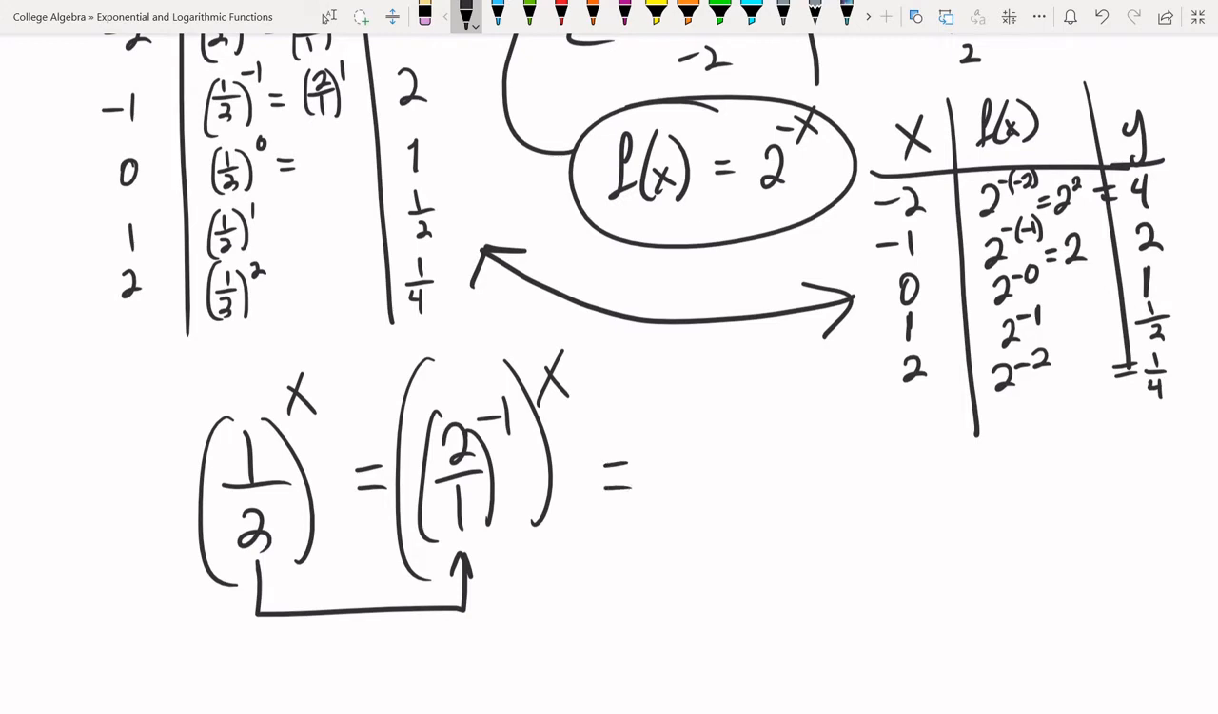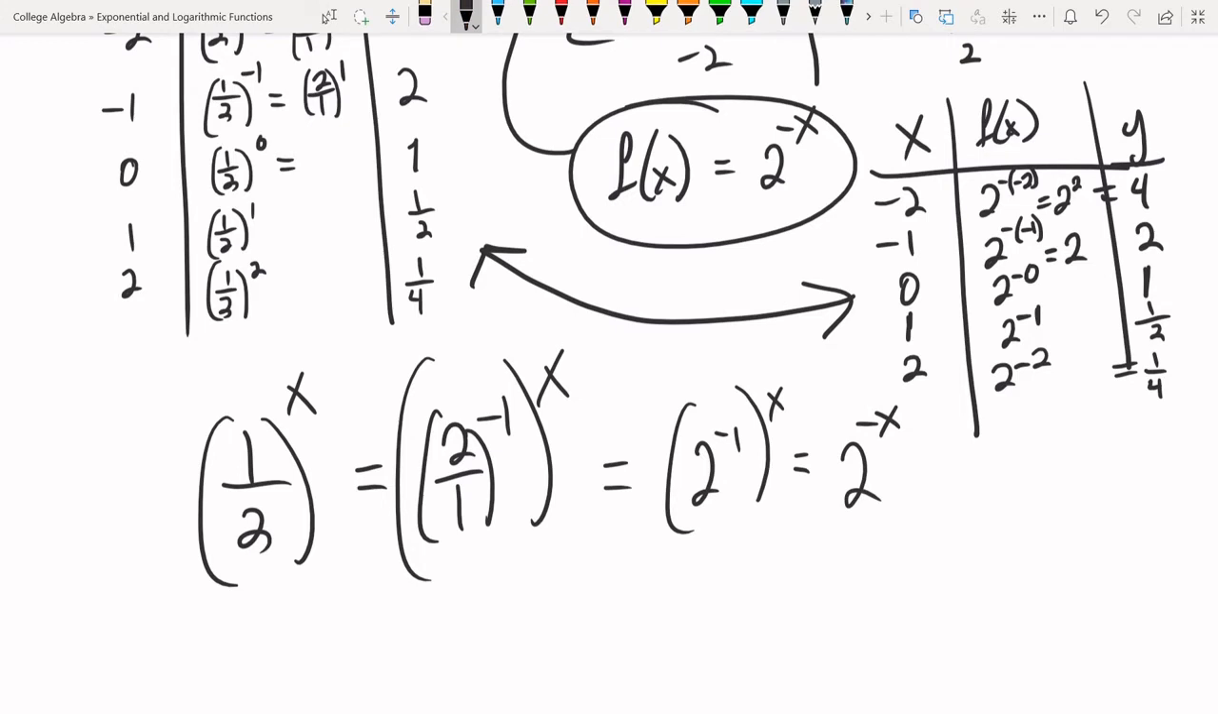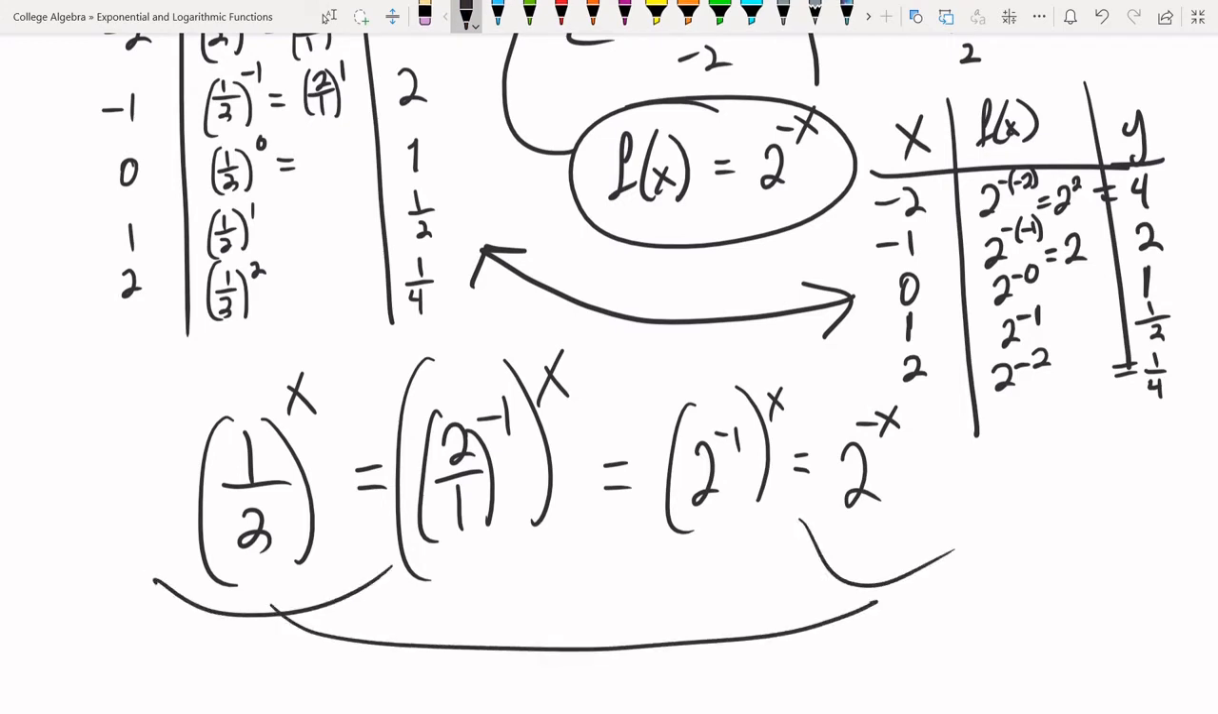But 2 over 1 is the same thing as 2. And a power to a power, you multiply the powers. -1 times x is -x. So you see directly here that (1/2)^x, 1/2 to the power of x, is the same as 2 to the -x.